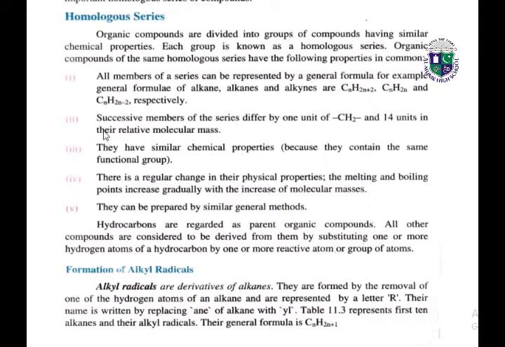Number 2 property, successive members of the series differ by 1 unit of single bond CH2 single bond, and 14 units in their relative molecular mass. So successive members of the series differ by 1 unit. Number 3 property, they have similar chemical properties because they contain the same functional group. So that's why they contain similar chemical properties.